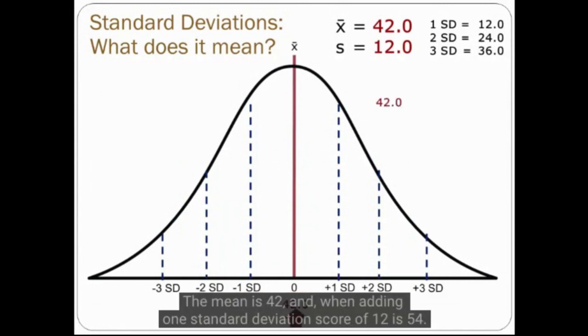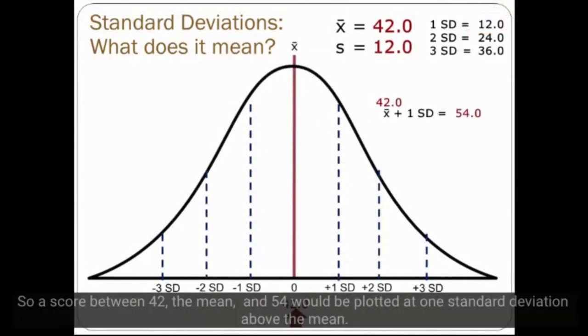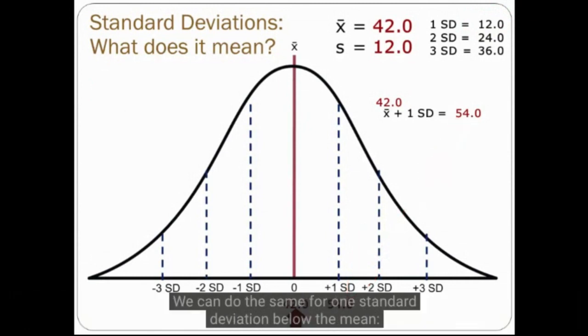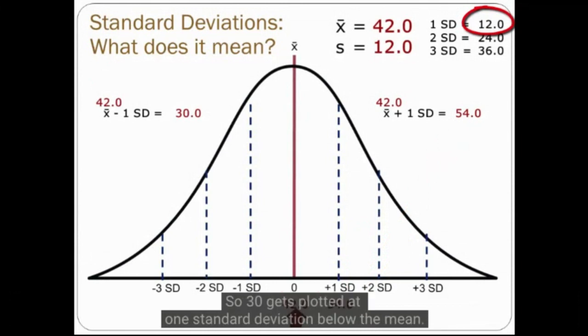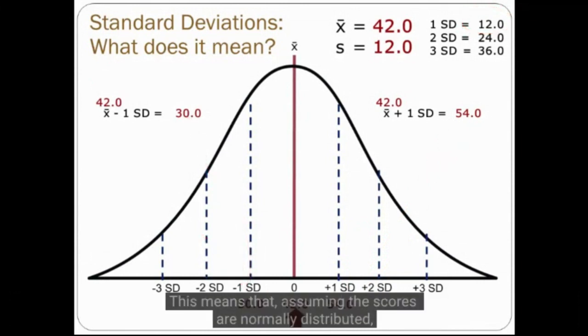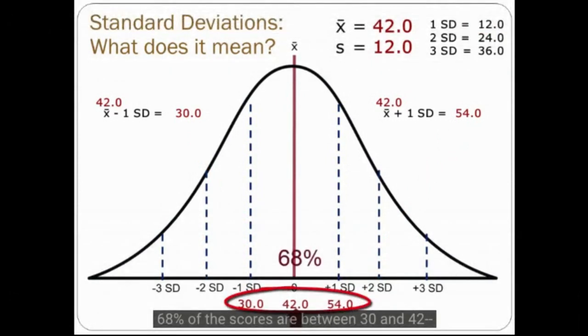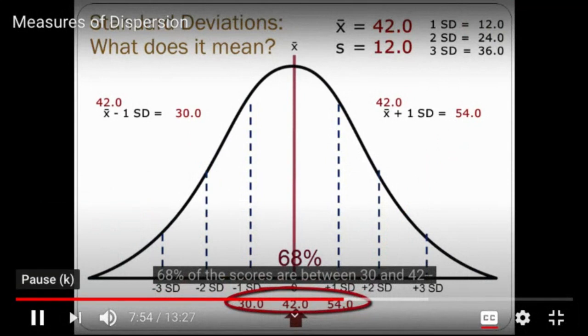The mean is 42, and adding one standard deviation score of 12 gives 54. So a score between 42, the mean, and 54 would be plotted at 1 standard deviation above the mean. We can do the same for 1 standard deviation below the mean. 42 minus the 1 standard deviation score of 12 is 30. So 30 gets plotted at 1 standard deviation below the mean. This means that, assuming the scores are normally distributed, 68% of the scores are between 30 and 54.